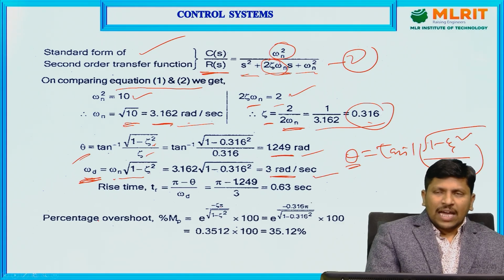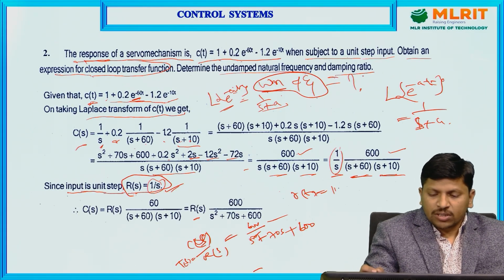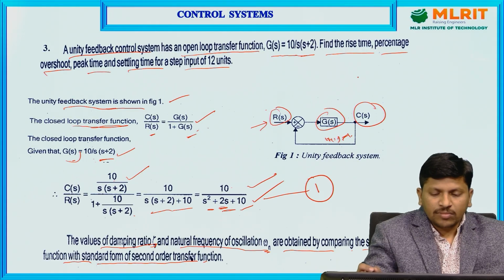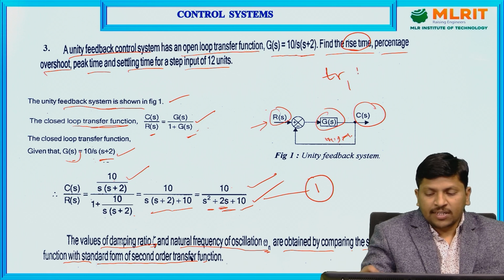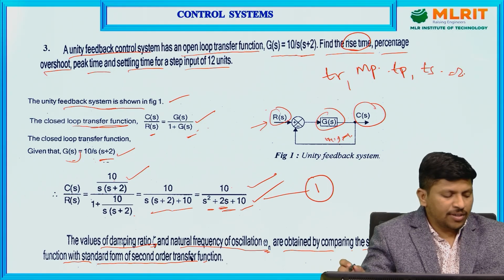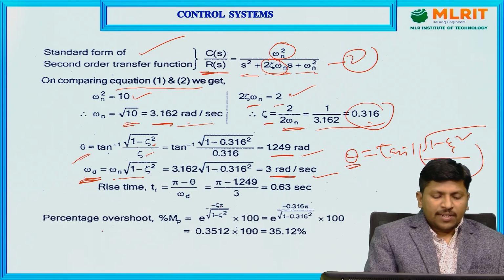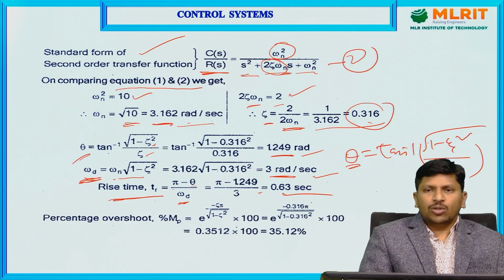Next, we need to calculate the following. Just observe the question. Rise time, percentage overshoot or maximum peak overshoot, peak time, and settling time. All these four we are going to calculate for 12 units. First, tr, the rise time, equals pi minus theta divided by omega d. Substituting, you will get 0.63 seconds.